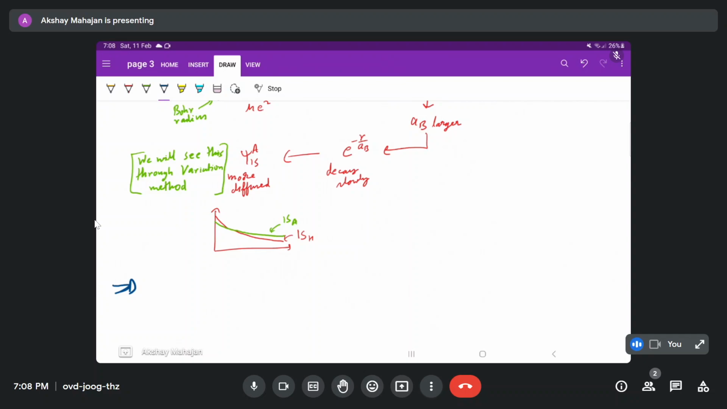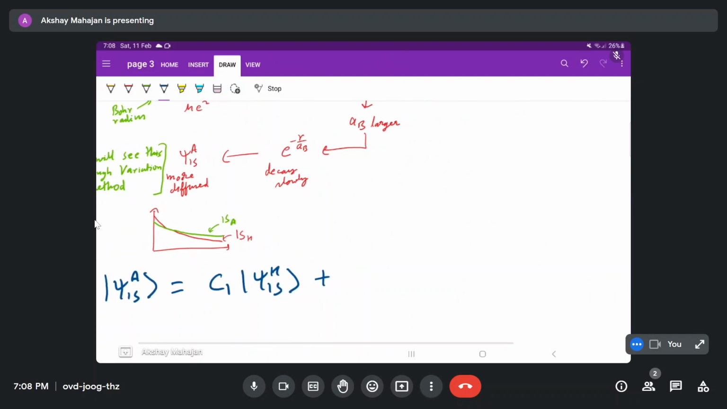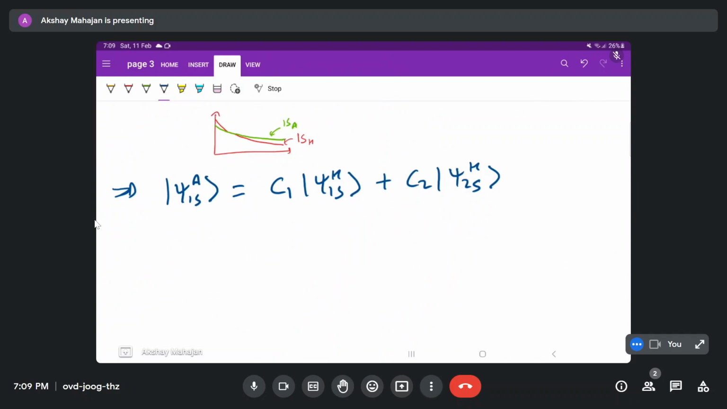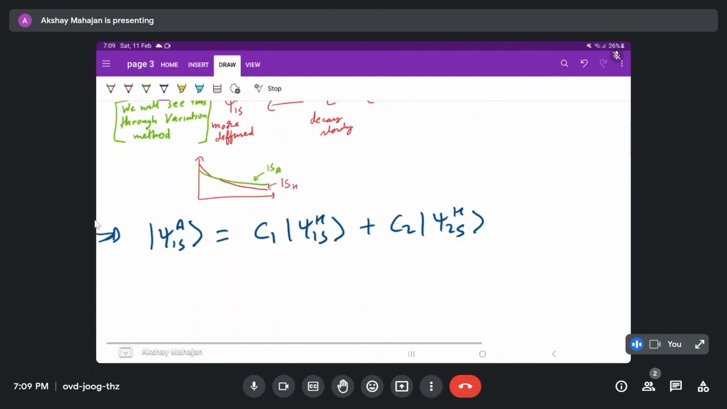From all this discussion, we get one idea: our actual 1s orbital needs to keep the spherical symmetry, and at the same time we want more diffusion. So one combination that comes to mind is 1s of hypothetical and another spherically symmetric wave function that is more diffused. The best bet would be psi 2s of H, which is more diffused. This is our trial wave function, psi 1.